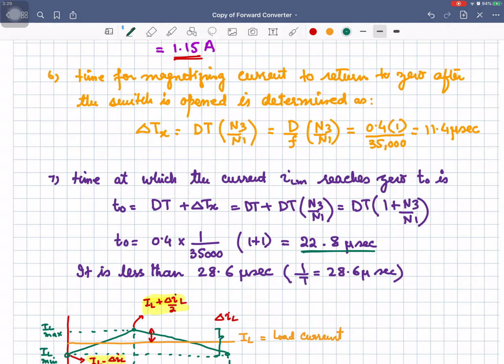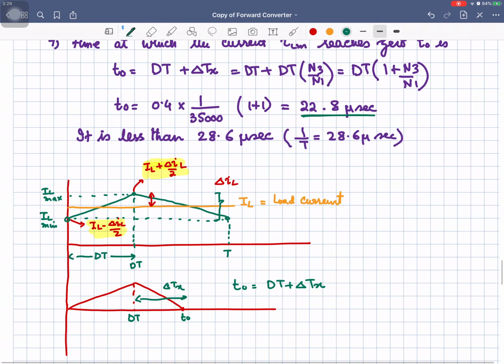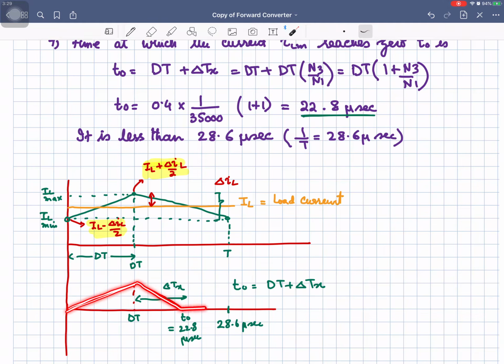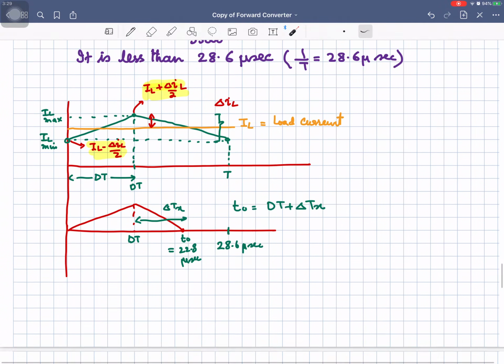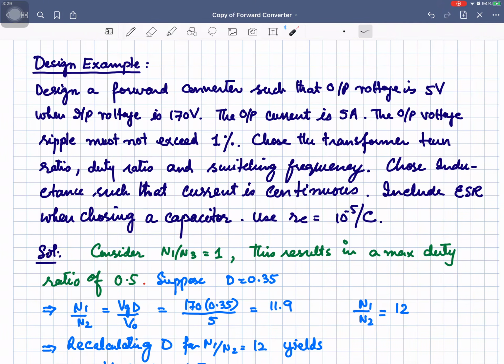And if you look at it, the switching frequency is 35 kilohertz in this case. So for that the time period comes out to be 28.6 microsecond, and this T naught as we have calculated above is 22.8 microsecond. So it means your transformer core is being reset properly, right?